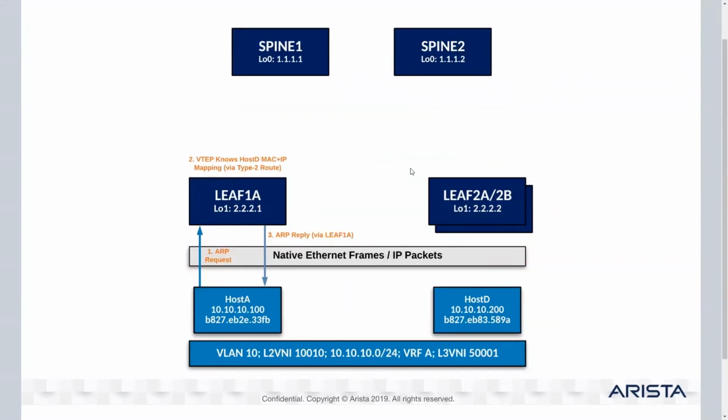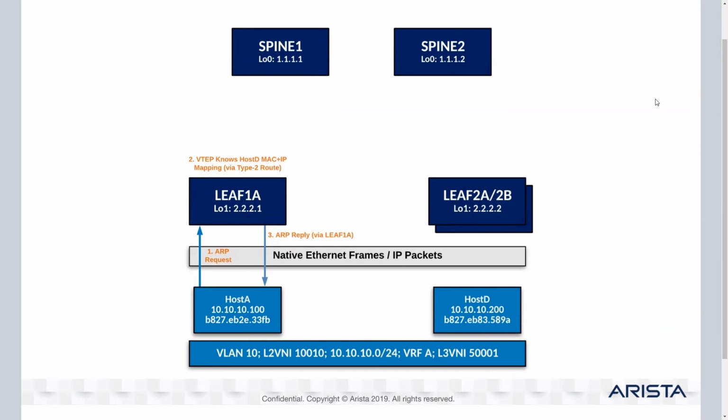And because the VTEPs have the MAC plus IP mappings associated with the remote hosts, the local VTEP can send the unicast ARP reply to a locally attached host on behalf of the remote host. So let's whiteboard this out, and then we'll actually take a minute and watch it in action.